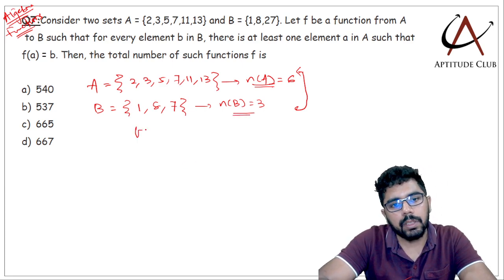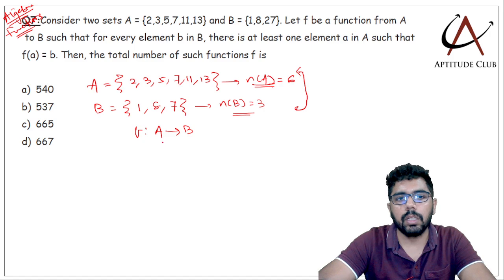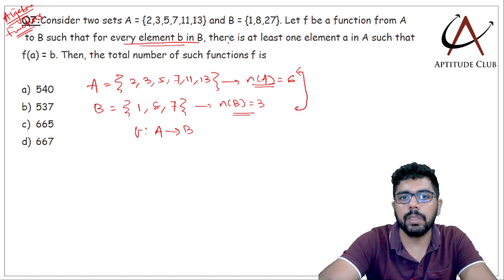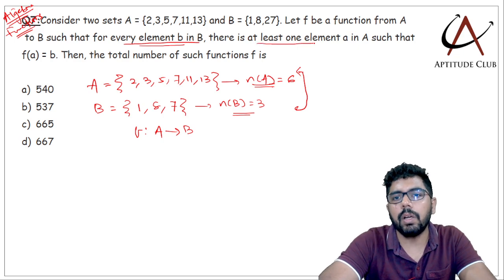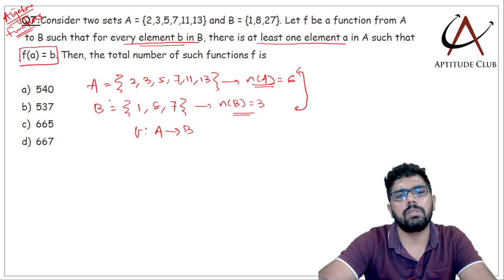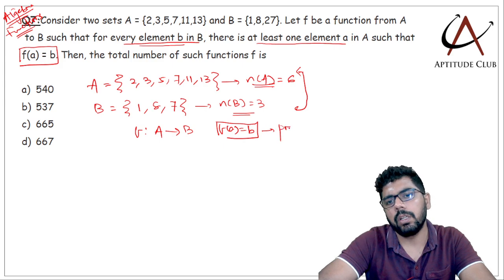Now let's say f is a function defined from set A to set B, such that for every element in B, this language matters, every element in B, there is at least one element in A such that f of a equals b. This is the condition or the definition of the function. f of a is equal to b. So this is like a property of the function.